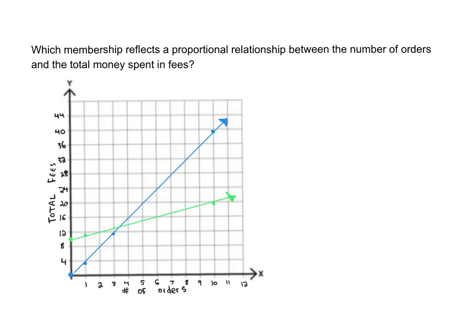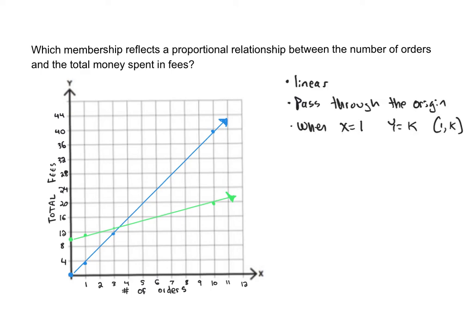Graphs can also give us really quick and easy answers to whether or not something is proportional. Let's remember the 3 things that have to be true for any proportional relationship on a graph. It must be linear, both of these are. It must pass through the origin, one of these does. And when x equals 1, your y is going to be that k, the constant of proportionality at that point.